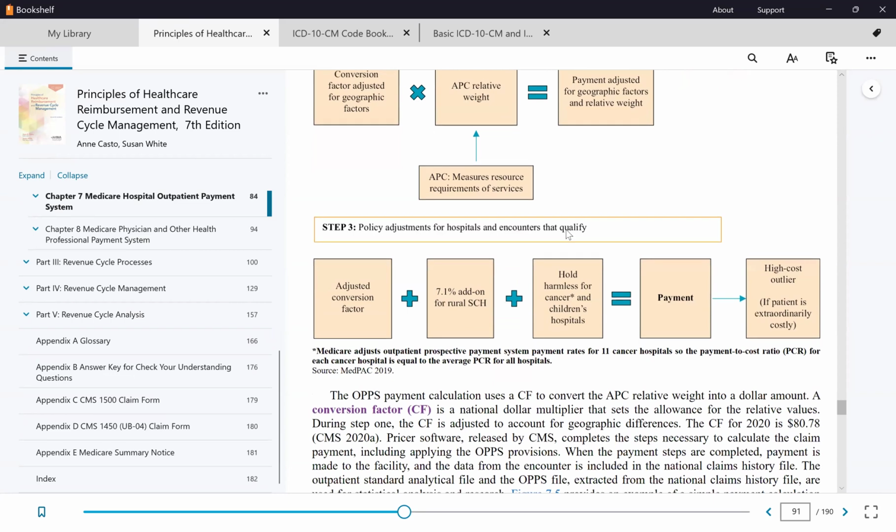Then we have all these add-ons, as you can see over here, the things we just talked about. 7.1% add-on for rural, children's hospital, hold harmless, right? So in other words, you have these payment rates for these cancer hospitals and what have you. And then if there's a high outlier, we add on to that.